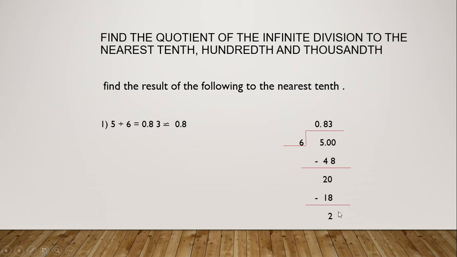I will stop here. I only need two decimal places to approximate to the nearest tenth. Then 5 divided by 6 equals 0.83. Approximate to the nearest tenth. The tenth here is 8 and the hundredth is 3. 3 is weak. Then I will cancel the hundredth digit and the tenth digit doesn't change. Okay?